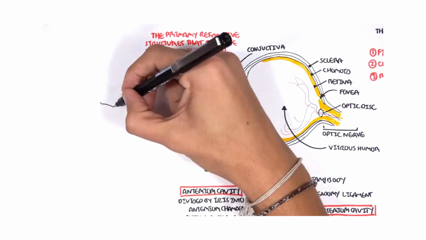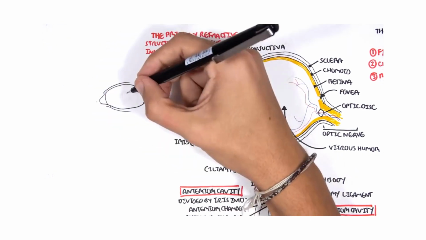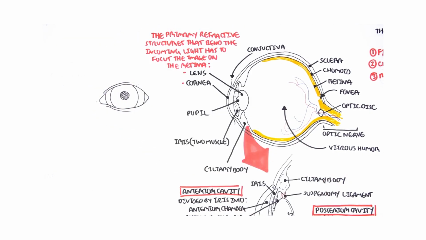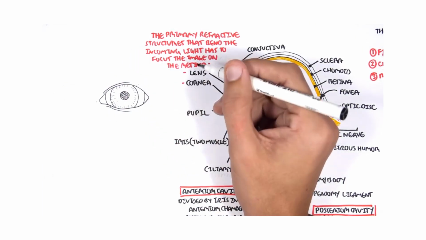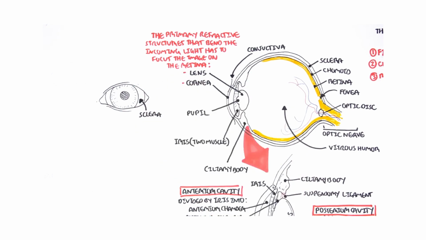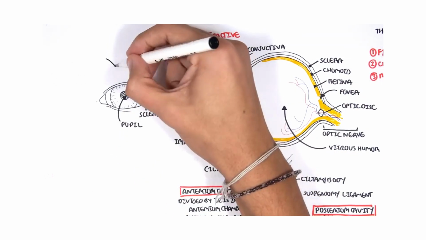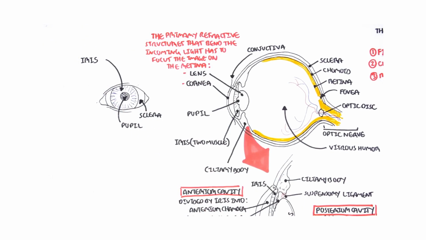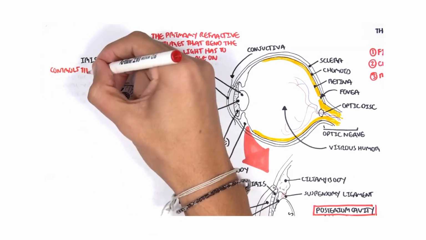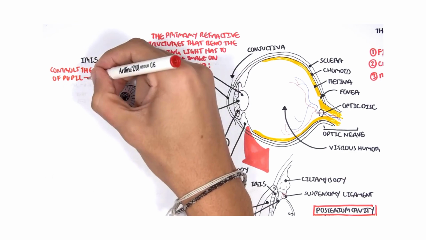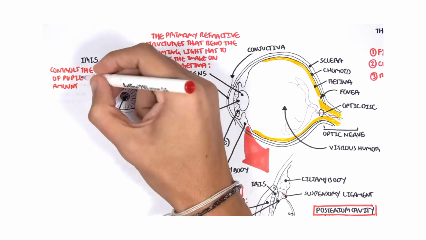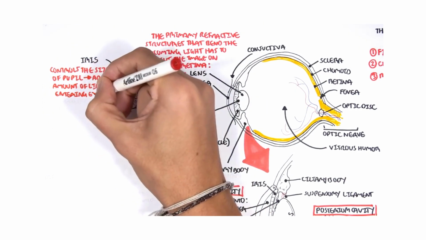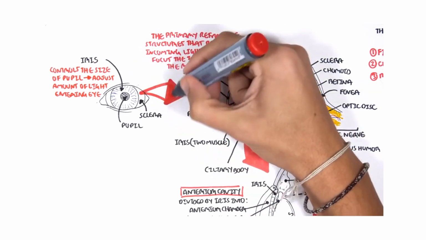Next, let us learn a bit about the iris and pupil and its innervations. So here is the eye from the front. The sclera is the white part of your eye. The pupil is the black part of the eye where light enters. Surrounding the pupil is the iris. And the iris is, remember, the color of your eye. And the iris controls the size of the pupil and thus adjusts the amount of light entering the eye.